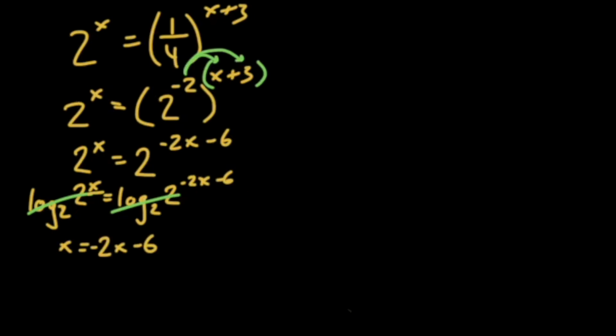So now I just set the exponents equal to each other, and x equals negative 2x minus 6, so I'm going to add 2x over to the left side, so I'd have 3x equals negative 6, and divide by 3, so x equals negative 2.